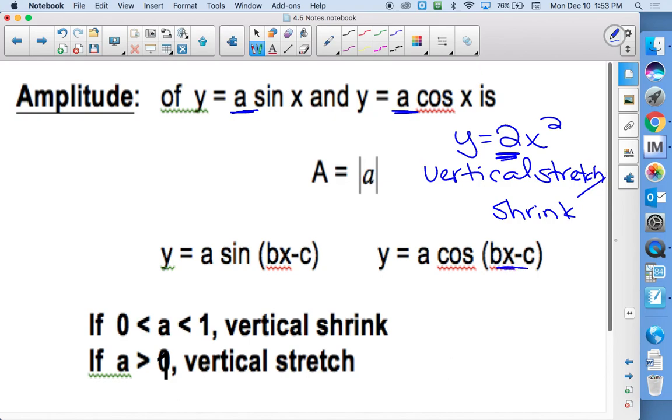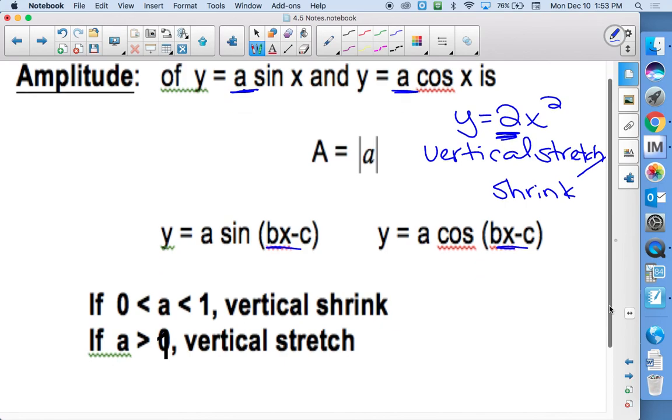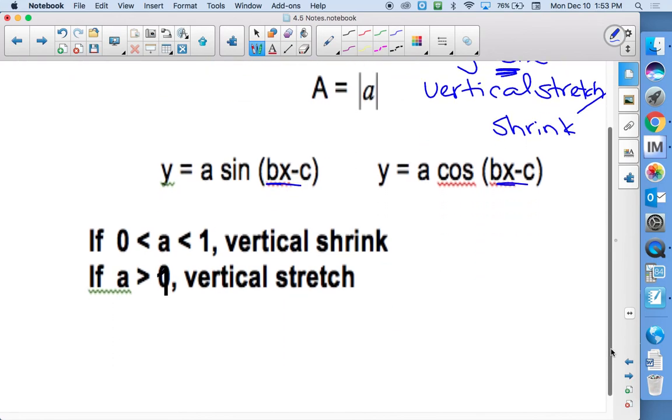Underneath, you see a couple of extra variables. We'll talk about those tomorrow. Each letter does something different to the graph, so every day we'll just go over a different letter. But underneath that, it says if the a value is between 0 and 1, it's squishing it vertically. If it's above 1, I should say, then it's a vertical stretch. It's stretching it, pulling it vertically.